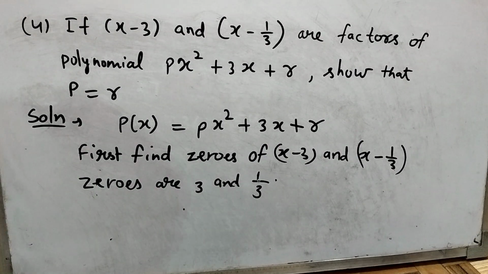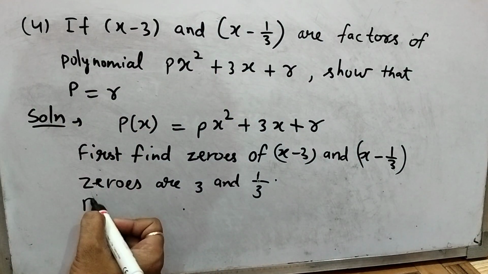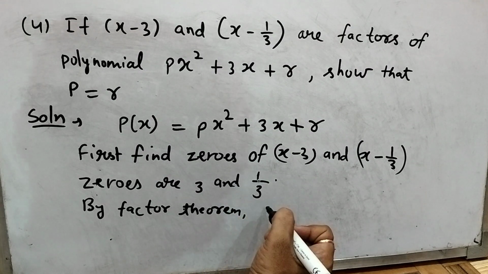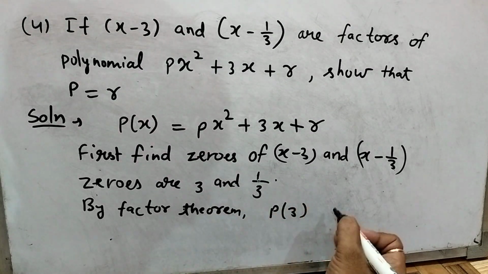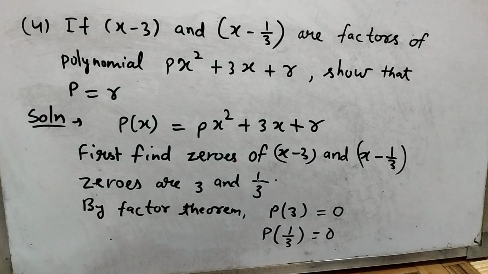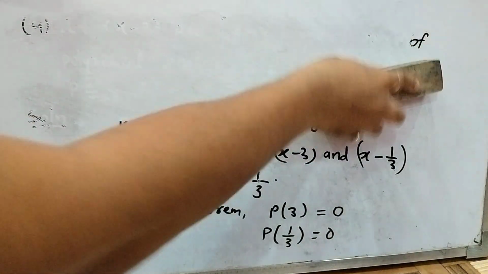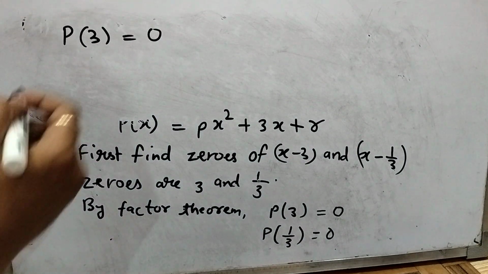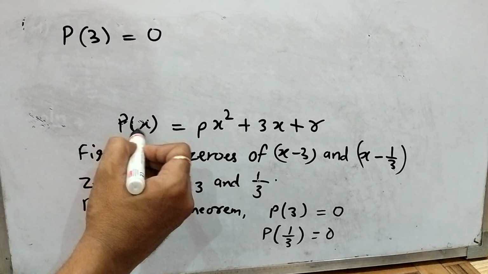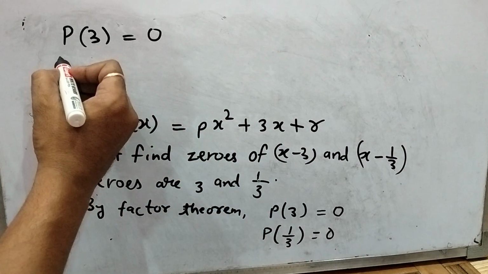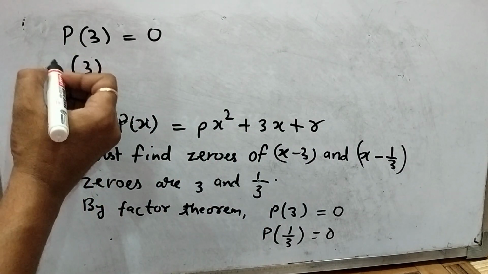Since they are factors of the given polynomial, by the factor theorem we can say P of 3 equal to 0 and P of 1 by 3 is also equal to 0. Now we'll solve it further. First we solve for P of 3 equal to 0. At the place of x, we'll write 3. So p of 3 square, this is small p actually, don't confuse yourself.